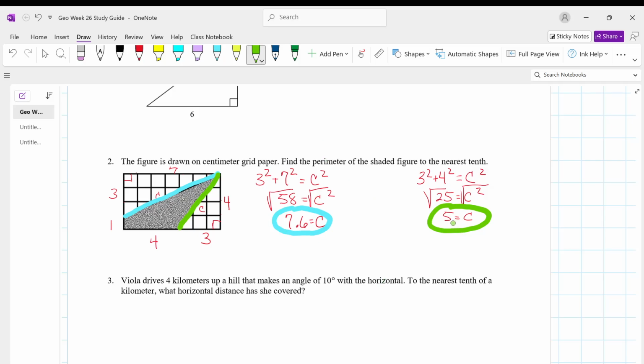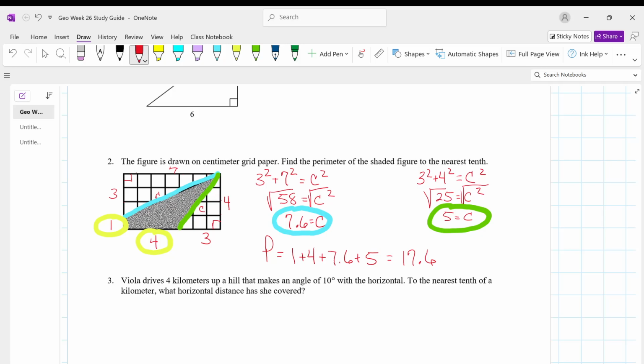So now we're going to add together this green 5, this blue 7.6, this 4, and this 1, and that'll give us the perimeter. Okay, so perimeter equal to 1 plus 4 plus 7.6 plus the 5. And that's 5 and 5 is 10, that's 17.6.